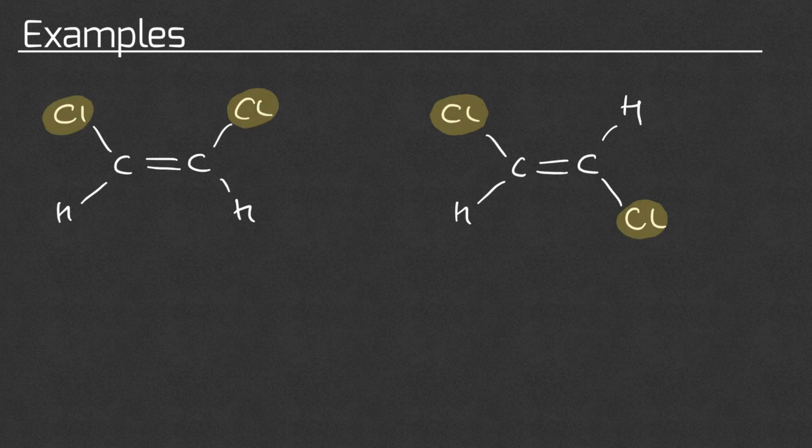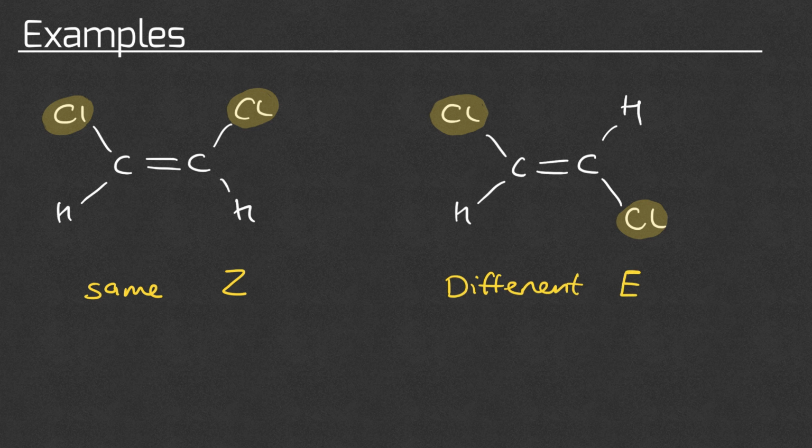We can see in the left molecule, both of the biggest groups, the chlorine, are facing the same direction. In this case, they're both facing up. On the molecule on the right-hand side, one of the chlorines is facing up, while the other is facing down. Therefore, we've got the Z isomer on the left, because the groups are pointing in the same direction.